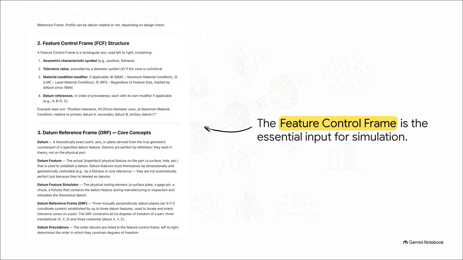It reads that rectangular box left to right, it checks the geometric characteristic symbol, grabs the tolerance value, checks for a diameter symbol to see if it's a cylindrical zone, factors in any maximum material condition modifiers, and, most importantly, anchors the whole simulation using the datum references in their exact order of precedence. Those primary, secondary, and tertiary datums are what tell the software exactly how to constrain the degrees of freedom for every single one of those virtual builds.